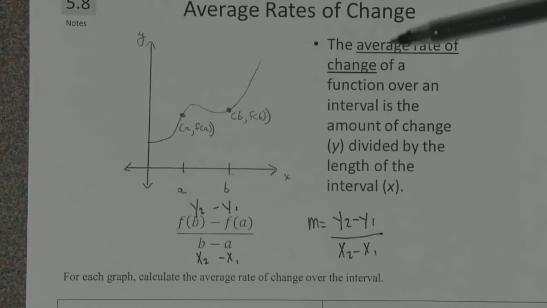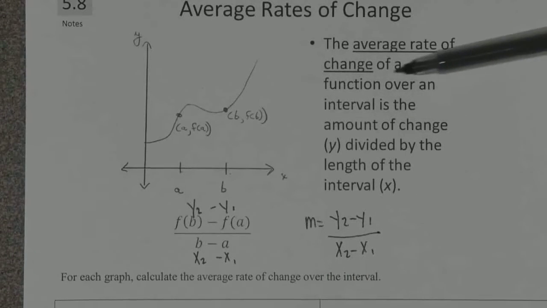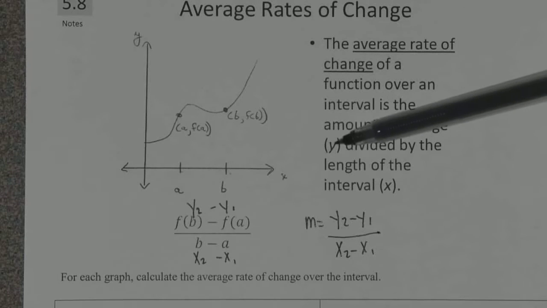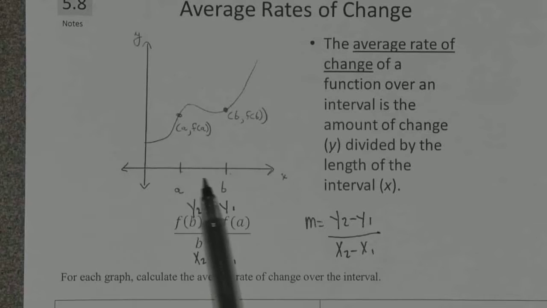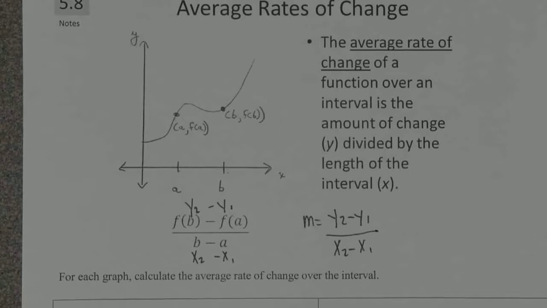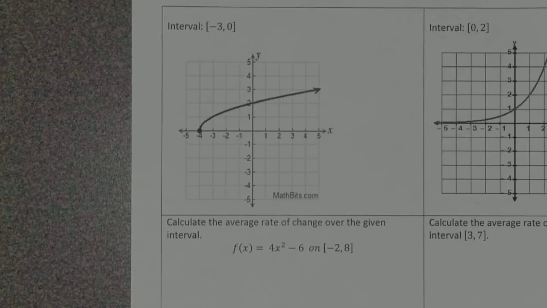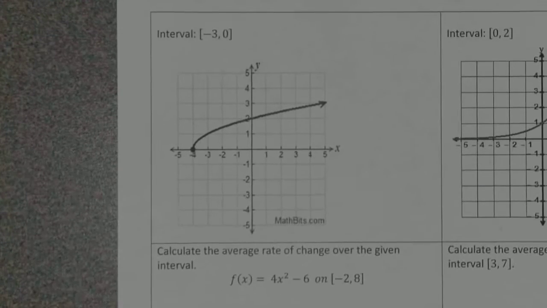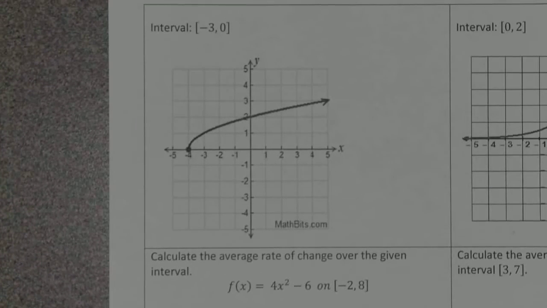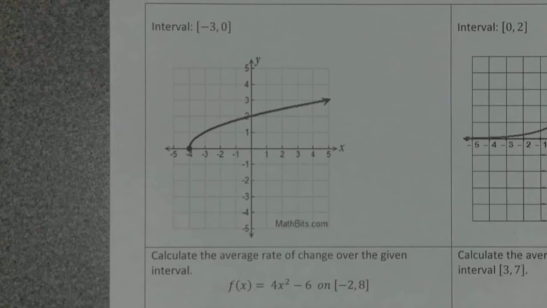But the average rate of change of a function over an interval is the amount of change in y divided by the length of the interval. And the length of the interval is the change in x. Okay, so the changes of y's over the changes of x. So let's take a look at this and let's see if we can decide what it wants us to do here. So we're going to find the average rate of change over the interval -3 to 0.